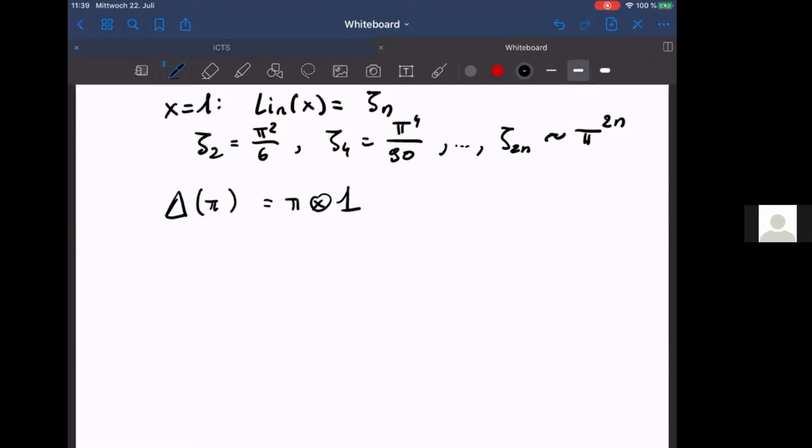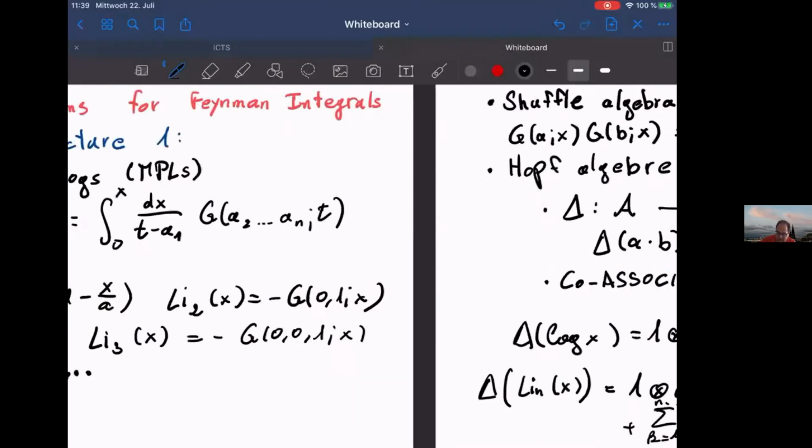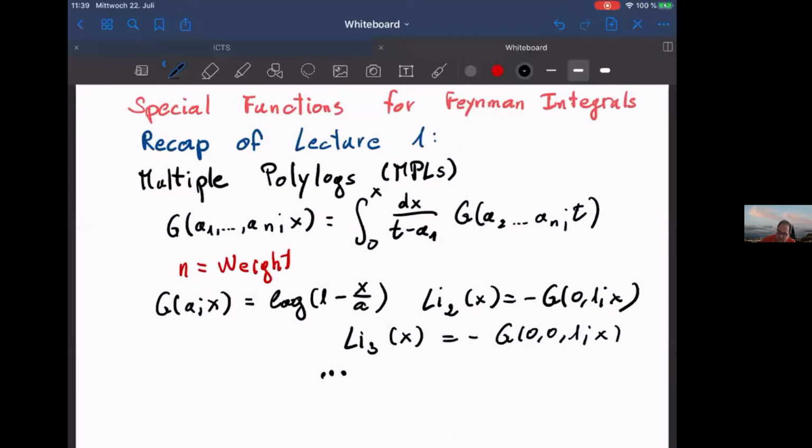Question: do you always have the last a_n not equal to 0 in your definition? Yeah, so I gave here a short definition. So yes, here a_n should be, strictly speaking, non-zero. If the last one is 0, so if you're all 0 essentially, you can always use this, it's 1 over n factorial log^n x.